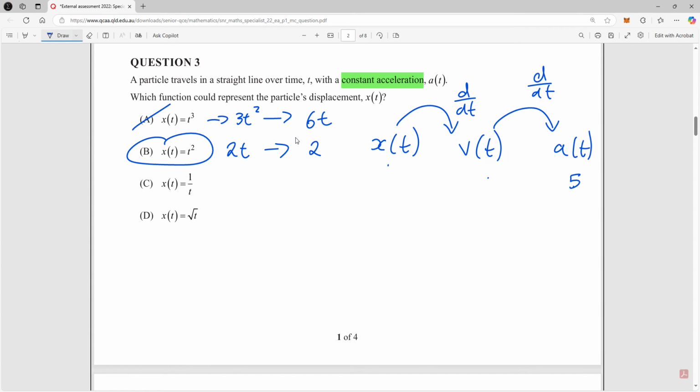Now there's only one correct answer, so straight away you can say it's B, but I'm going to show you why these other ones are incorrect as well. So here, if I were to differentiate this guy here, first of all I'd have to rewrite this one like this.